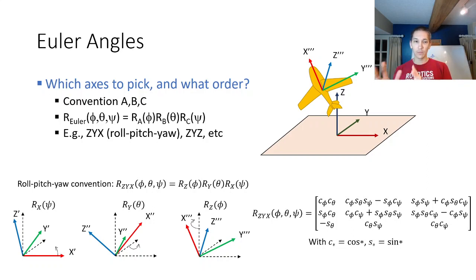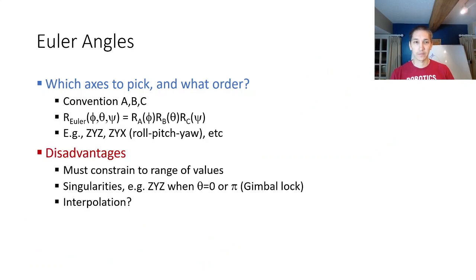So just to give you a sense of what the final results look like, if you take the roll, pitch, yaw convention, the final matrix that you get out is a bunch of cosines and sines multiplied together and also added and subtracted together. So you can get this representation in the bottom right here. And that suffices to represent all rotation matrices, and it's a very popular representation, especially in aerospace.